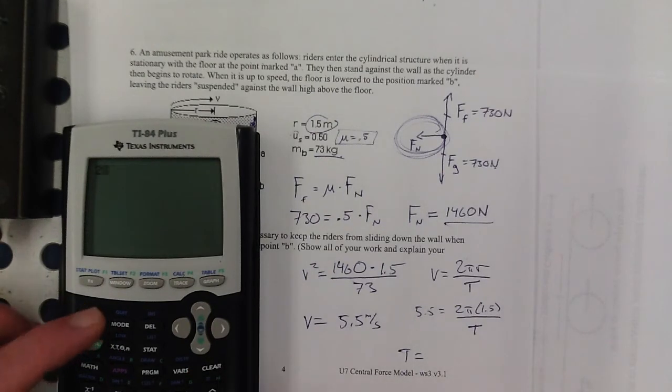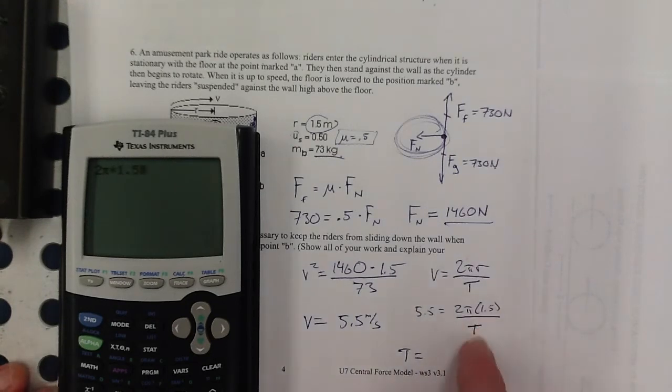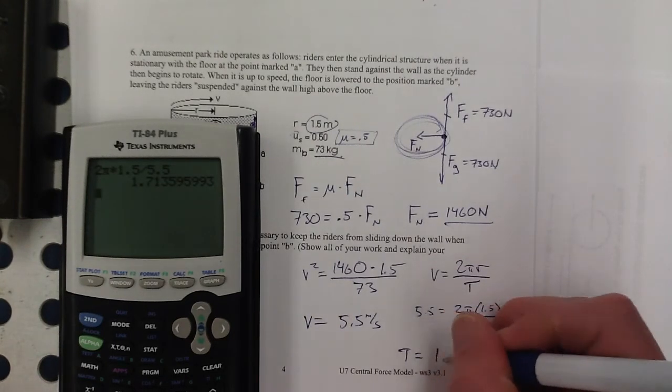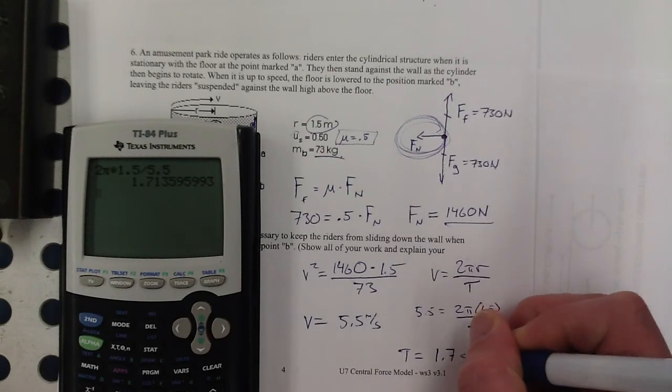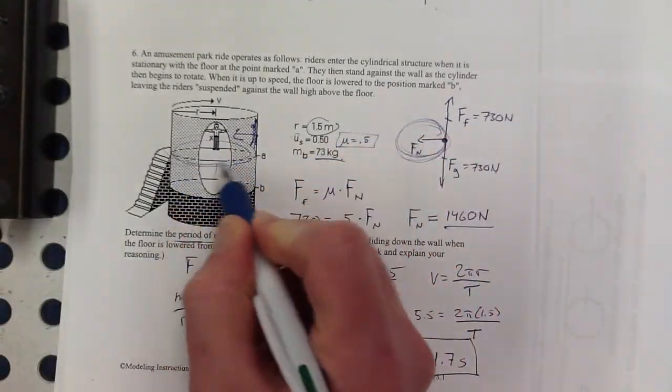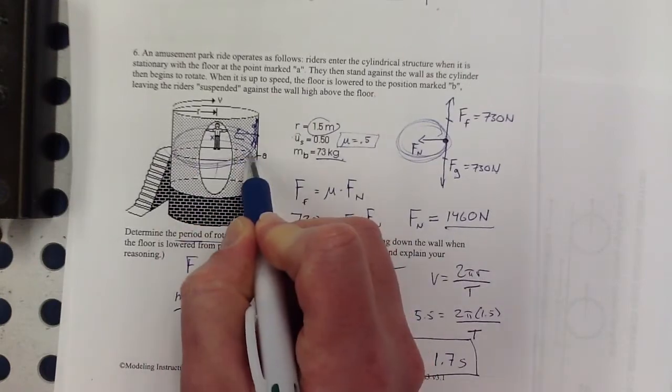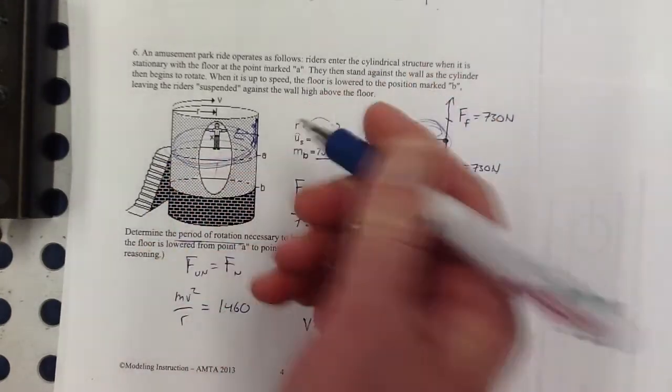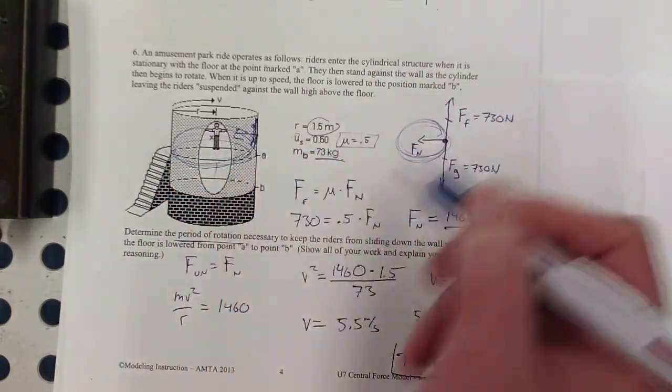The period is 2 pi times 1.5 divided by 5.5. And that gives me a period of about 1.7 seconds. That's how long it takes for this ride to revolve one time, given that it's going fast enough so that the person's going to be held up on the wall.